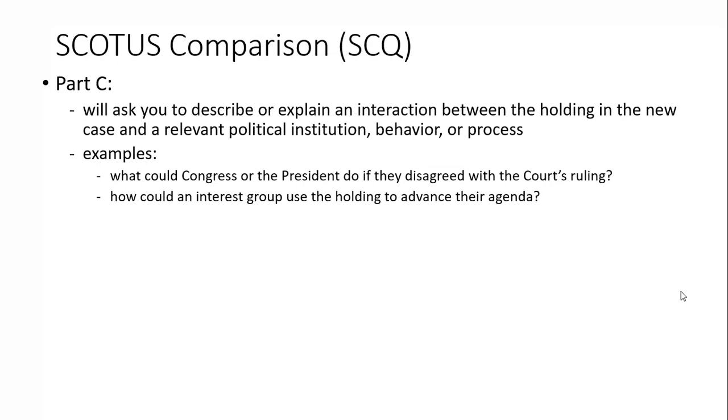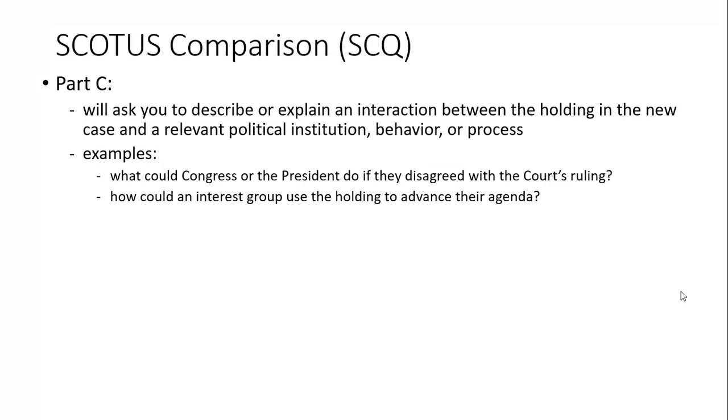Here's a couple examples of what they might ask you in Part C. They might say something like, what could Congress do if they disagreed with the court's ruling? And your answer might be something as simple as they could perhaps pass a law that is worded a little differently that the court would uphold, or maybe they would propose an amendment to the Constitution that would force the court to rule differently in the future. They might ask what the president might do. They might even ask what the public might do, what you as a citizen or a voter might do if you disagreed with the court's ruling.